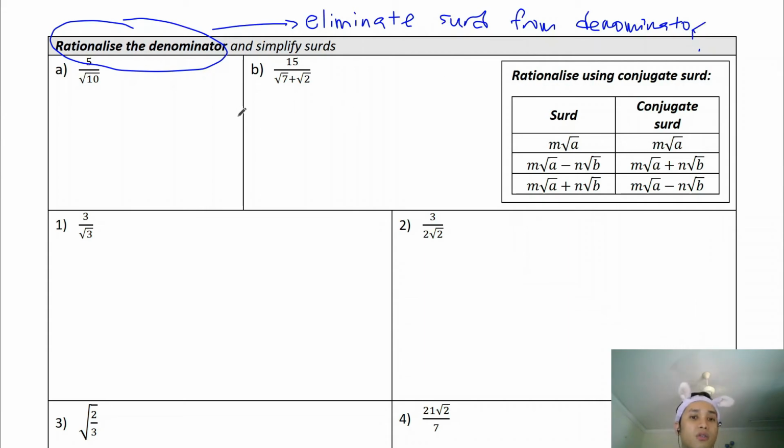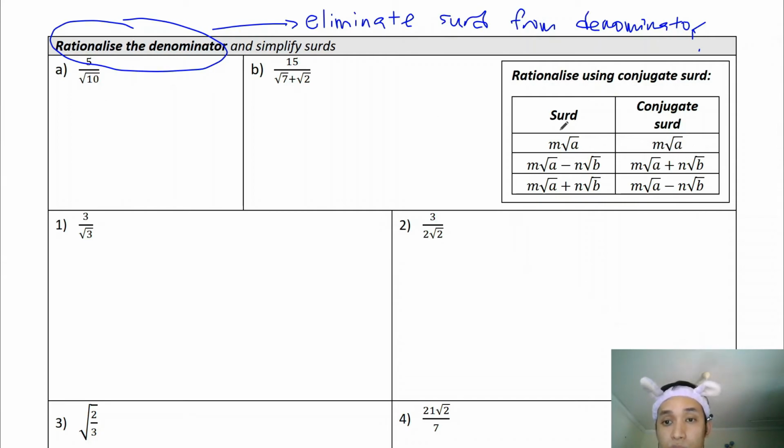Denominator. Okay, so meaning if I have a surd at the bottom, I don't want the surd. I want to remove the surd. That's the meaning of rationalized denominator. So how I'm going to do this is I'm going to multiply the surd with its conjugate surd.